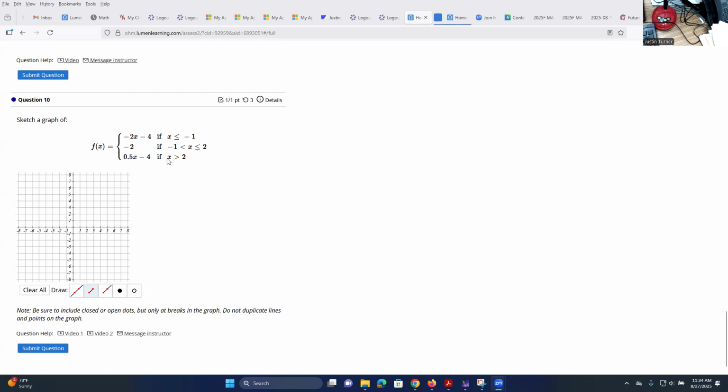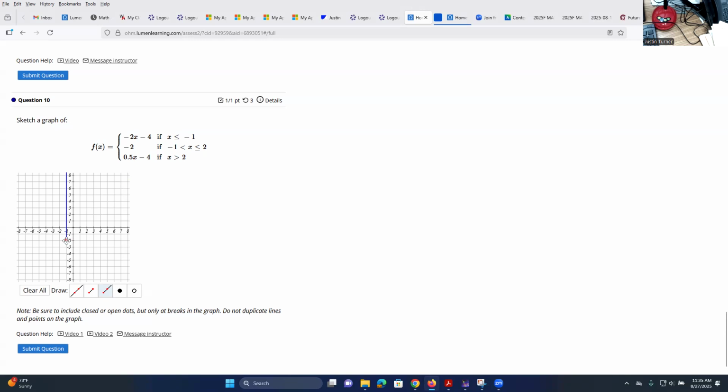Now, how do we actually start this? When we think about y equals negative 2x minus 4 on this interval up through negative 1, think about this as being a ray. So we come down here and we choose our ray tool. Now, what is the endpoint there? When x is negative 1, we plug in negative 1 and we'd have 2 minus 4, which is negative 2. So I'm going to look at the point negative 1, comma, negative 2, like this.